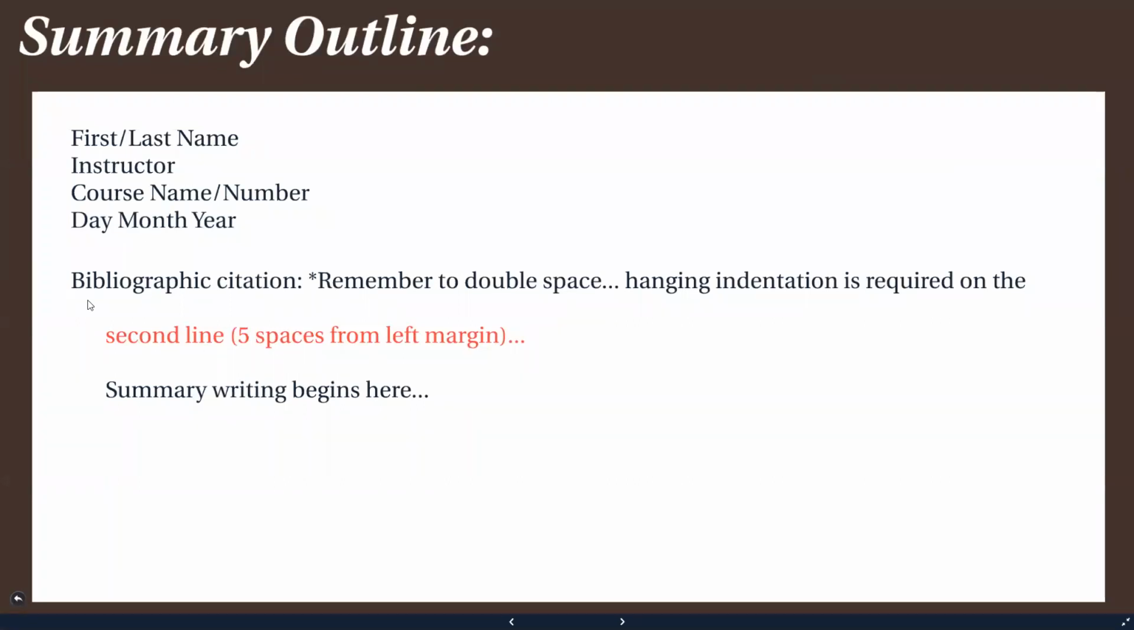Thereafter, you'll have your bibliographic citation, whether that be in APA or MLA. Remember to double space that. And remember to include hanging indentation should it be more than one line. On that second line, you'd need that hanging indentation, which is 5 spaces from the left margin. And then thereafter, you would begin writing your summary.